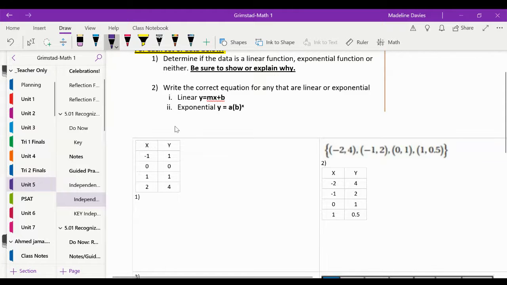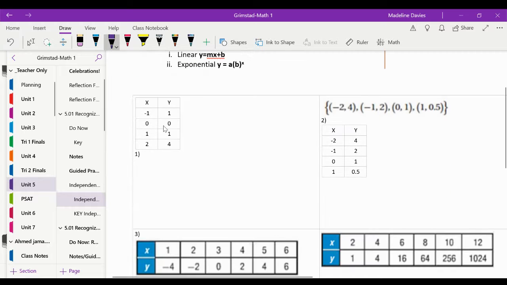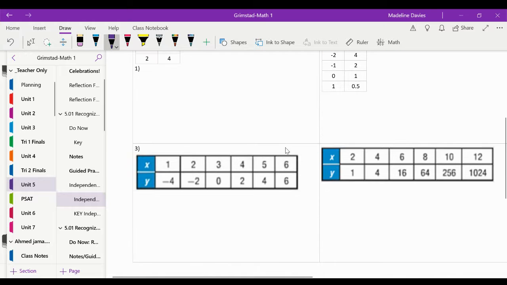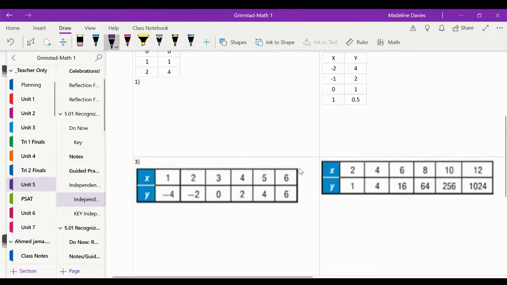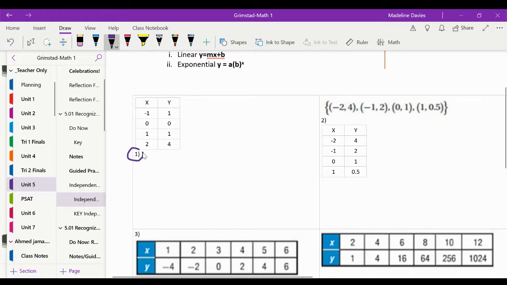In a while, but we're going to go over how to figure out if a table is a linear function, exponential function, or neither. So I just wanted to go through these first two, and then you all can finish up these last two on your own for homework. I know some of you probably already finished these. This is just so that you can see how to go through it and check. Let's start with this first one.